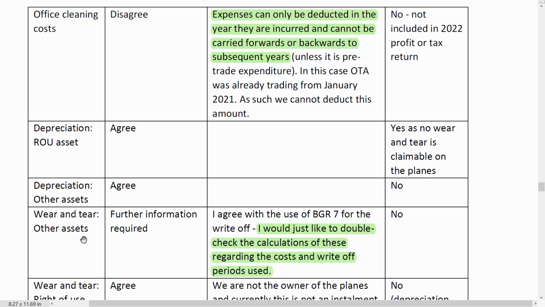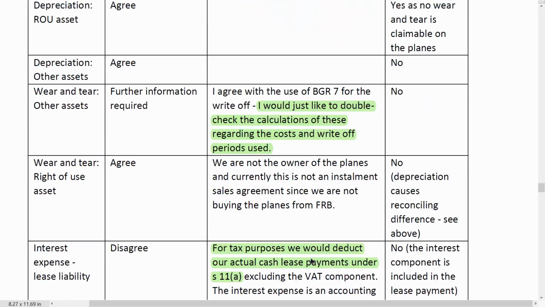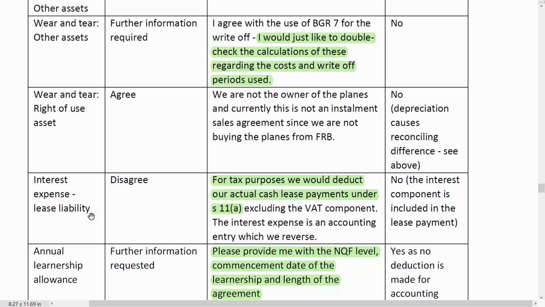On the wear and tear of other assets, which we're told was deductible in terms of Section 11E, the candidate asked, "I would just like to double check the calculations of these regarding the costs and the write-off periods used," wanting then to match with what Julio has done to Binding General Ruling 7 in this case. On the interest expense liability, the candidate disagrees with Julio's treatment of just deducting that and says that for tax purposes, the actual cash lease payments are deductible under Section 11A in this regard.